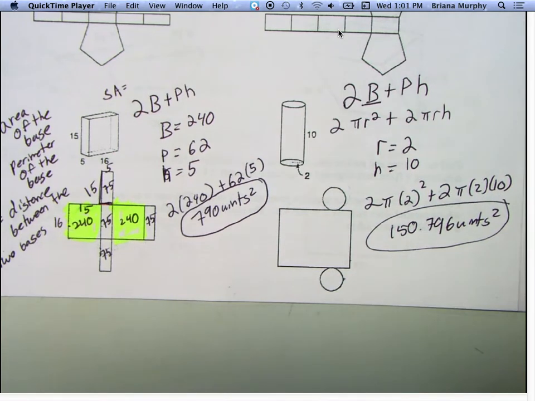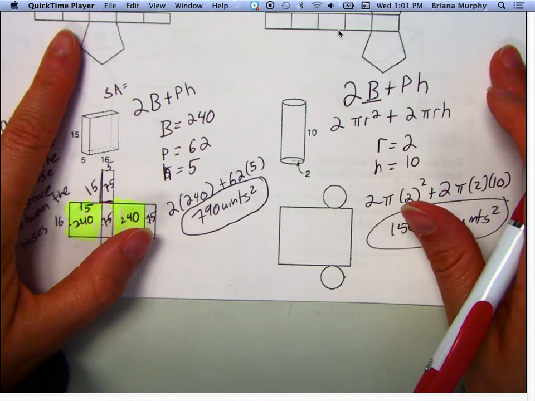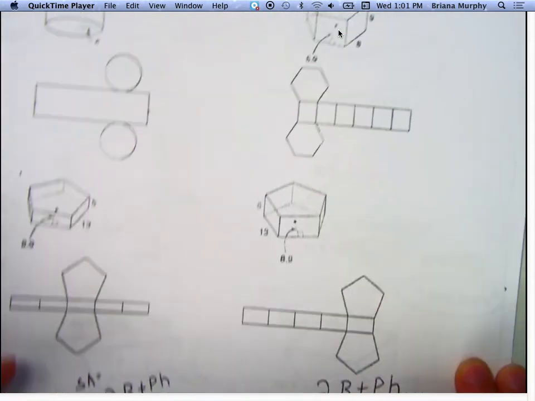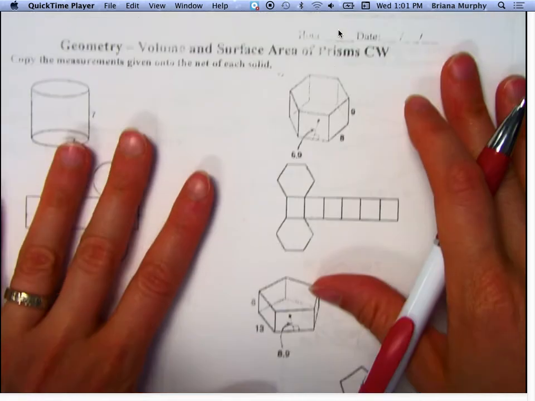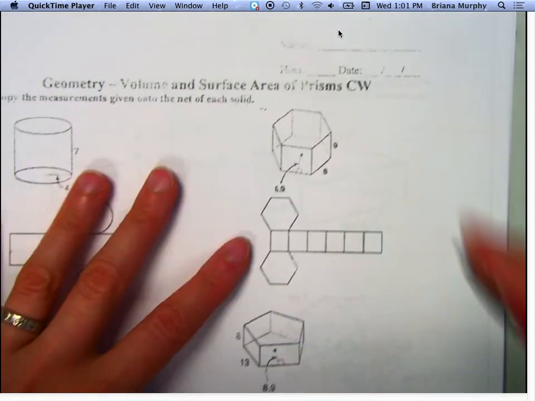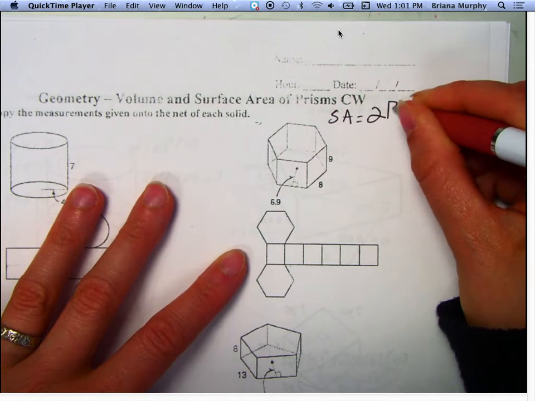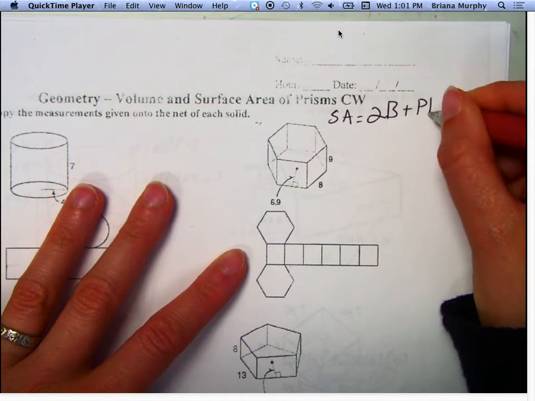All right, ready for a challenge? Remember from Friday or from Thursday how to find the area of pentagons and hexagons and all that? We're going to do one of those. I'm going to go to the very top and we're going to do the hexagon. Okay? All right. So remember my formula for surface area still is 2 times the base plus the perimeter times the height.